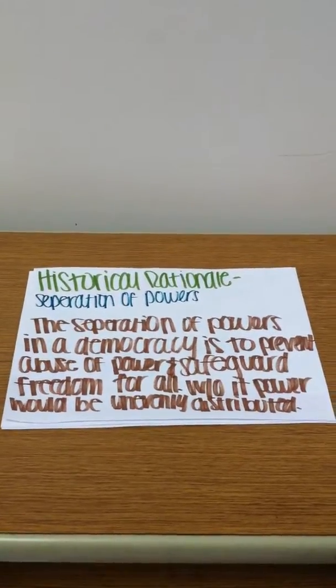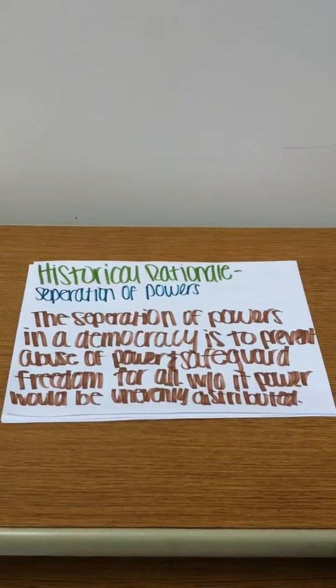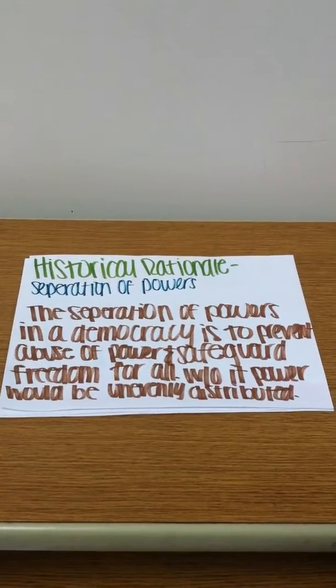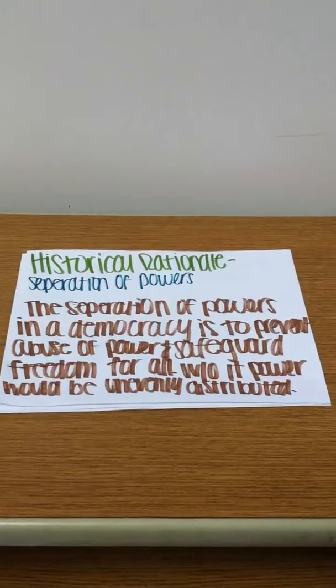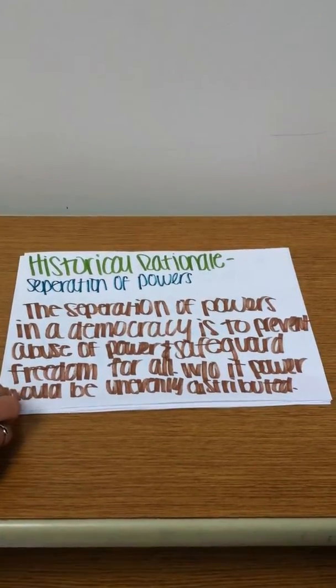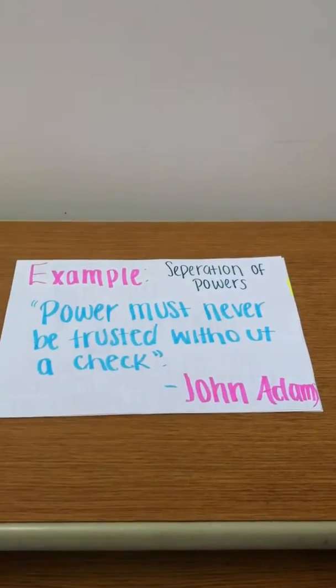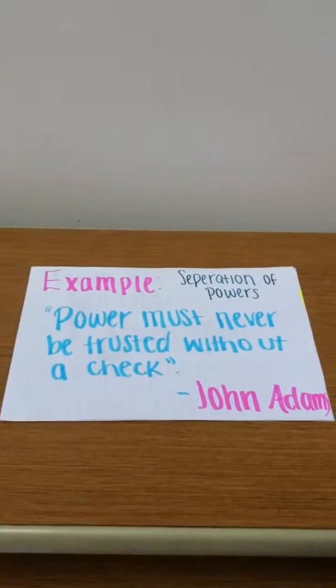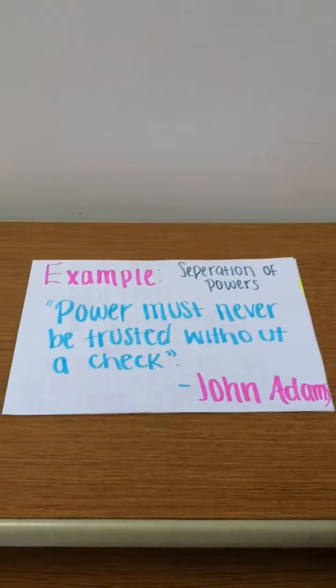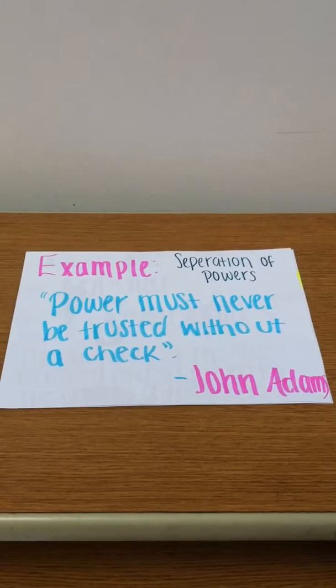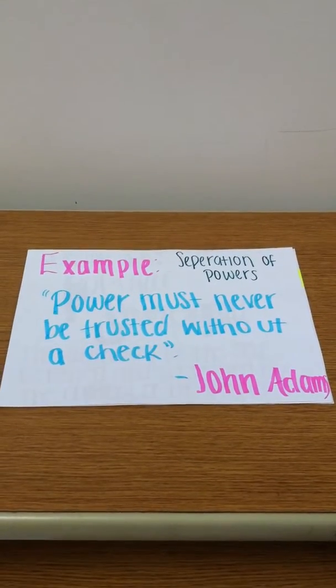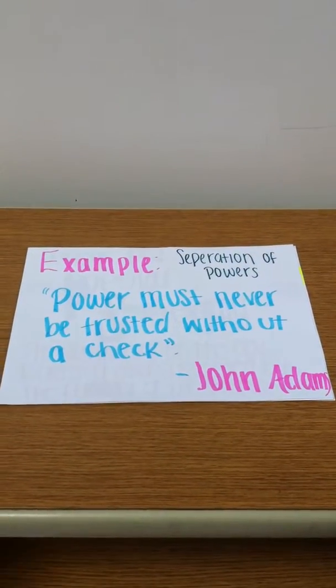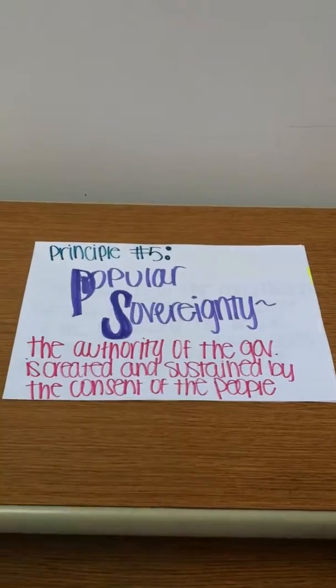Historical rationale. The separation of powers in a democracy is to prevent abuse of power and safeguard freedom for all. Without it, power would be unevenly distributed. An example is this quote saying, "Power must never be trusted without a check," meaning that each branch must check each other to make sure that the power is being evenly distributed.